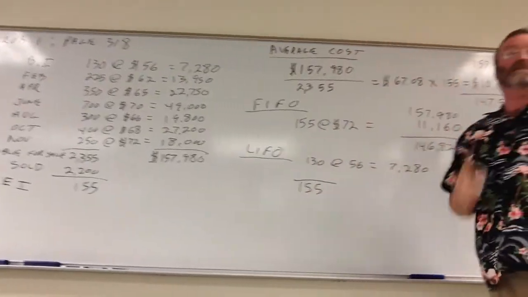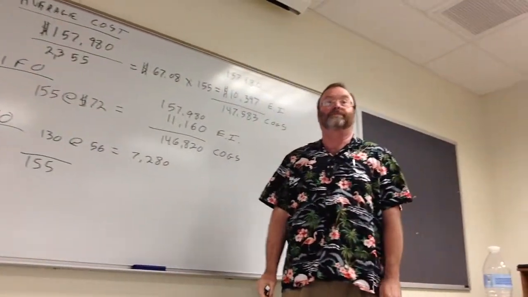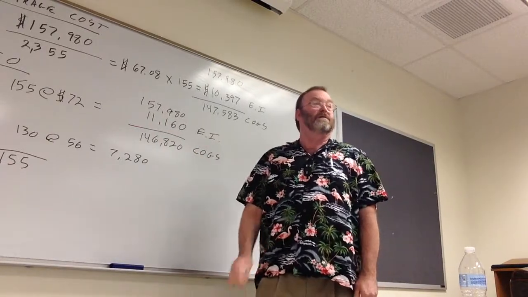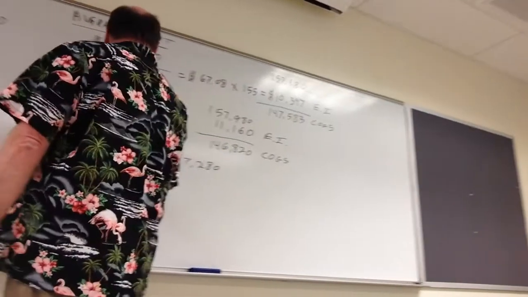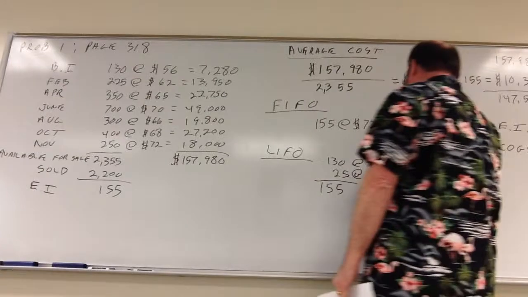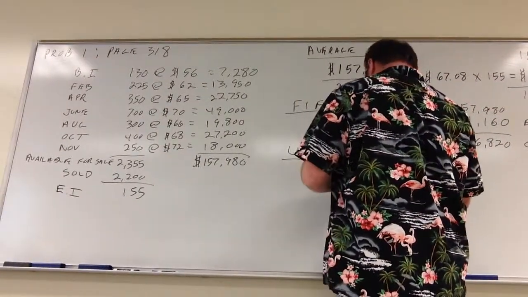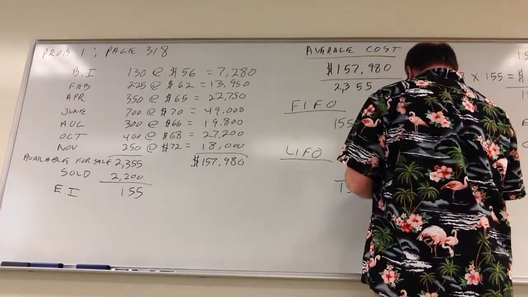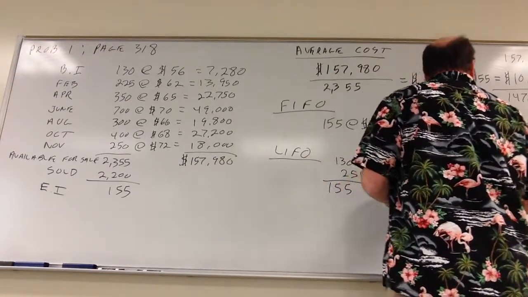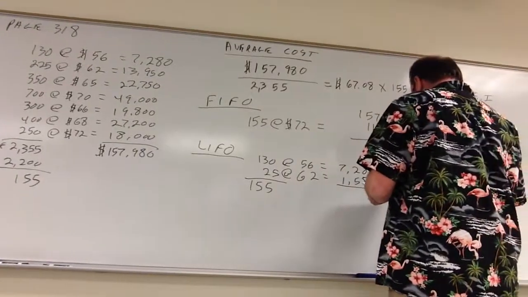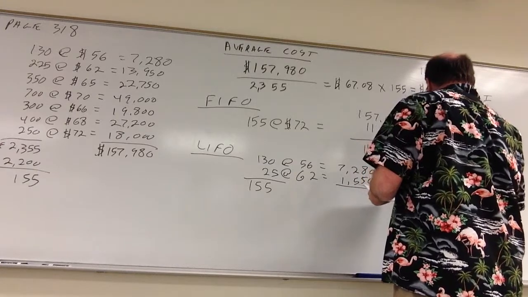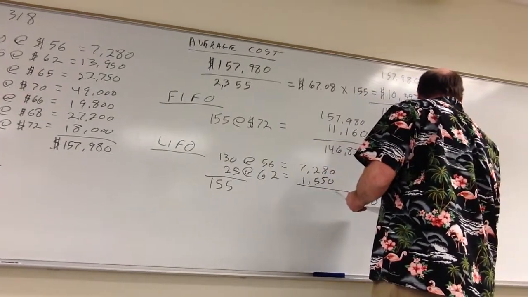What does that leave us to identify? We've identified 130 out of the 155. We need 25 more. So where did the 25 come from? The February, exactly, at 62. And 62, that's 1,550. That's a total of 8,830. That's ending inventory.